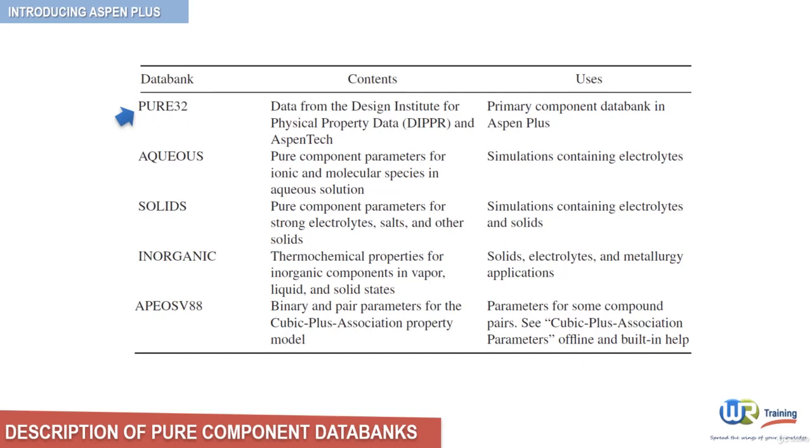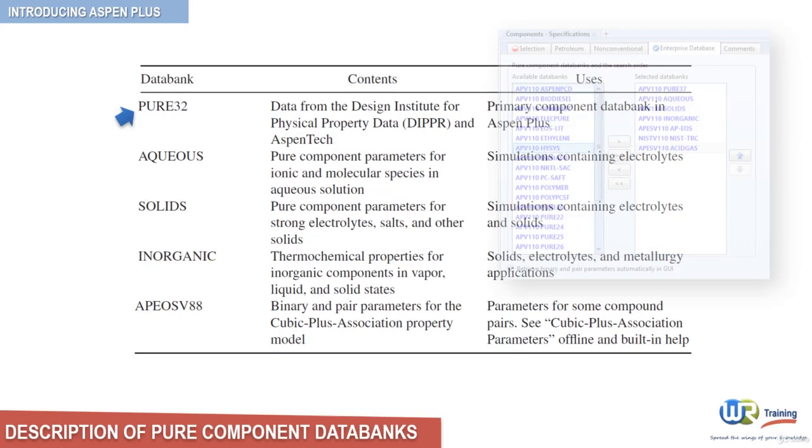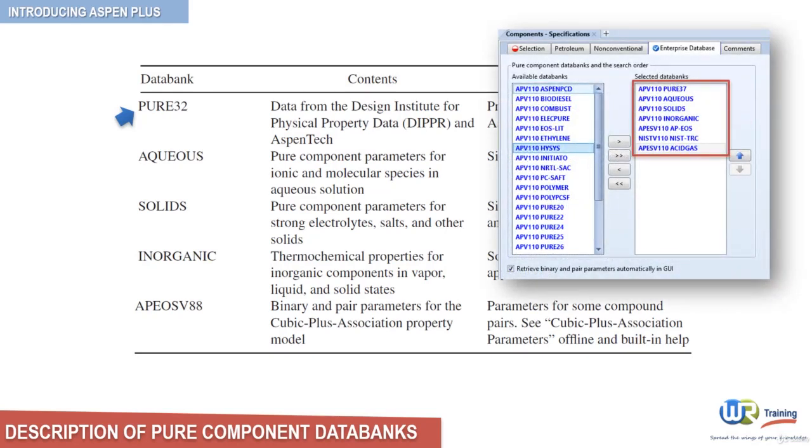In addition, when you attempt to search for a certain name or chemical formula, as we will see further ahead, then the Aspen Plus search engine will look it up in the first databank appearing on the right side, as you can see here, followed by the second, and so on.